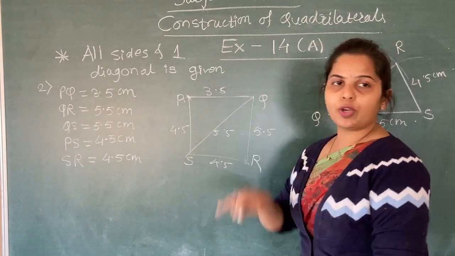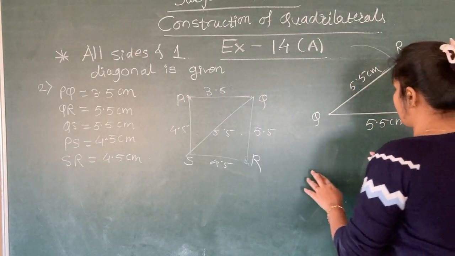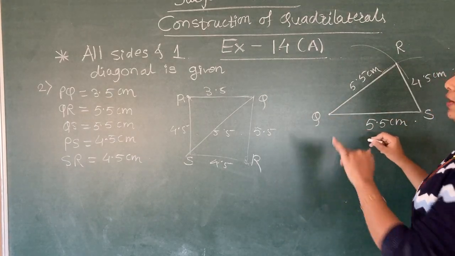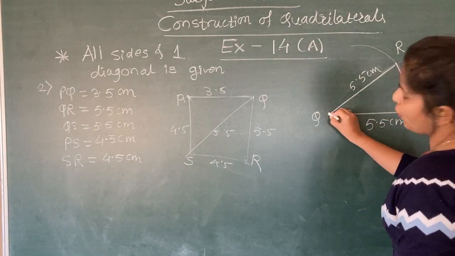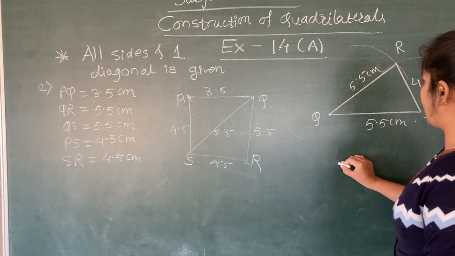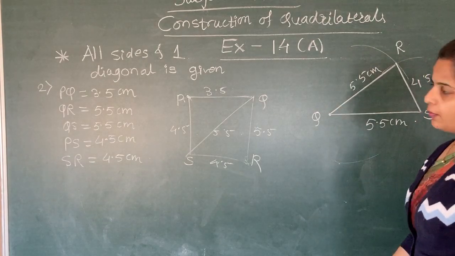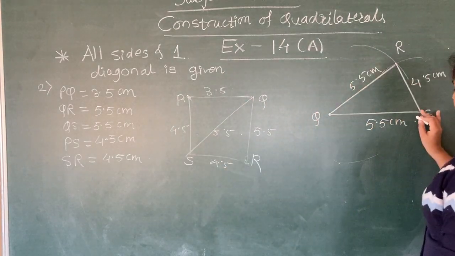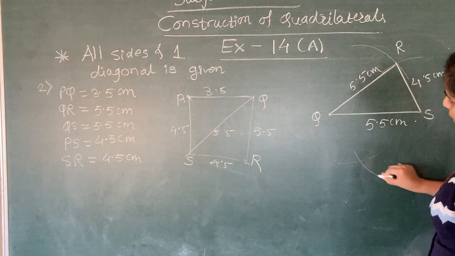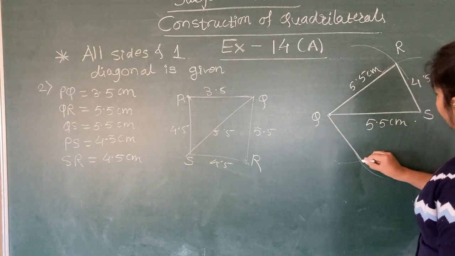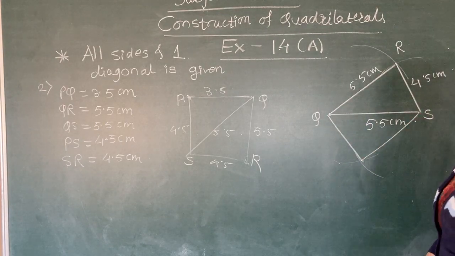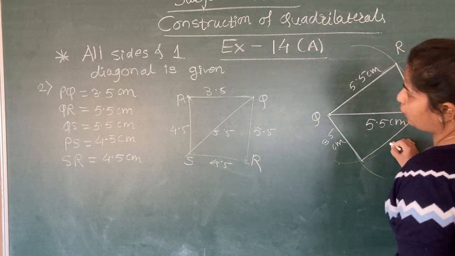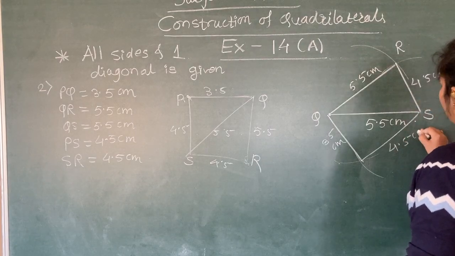Q to P is 3.5. From here again take a distance of 3.5 in a compass. Keep your pointer over here. Draw a random arc of 3.5 and another from S to P is 4.5. From here take 4.5 distance, draw a random arc and just join them. You will get your quadrilateral. Okay, this is 3.5 centimeter and 4.5 centimeter.